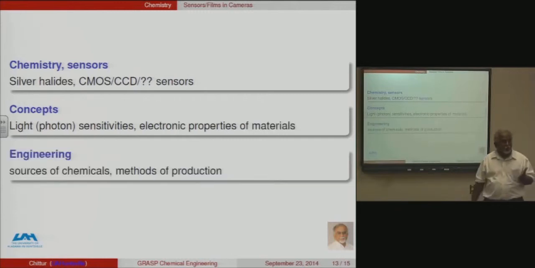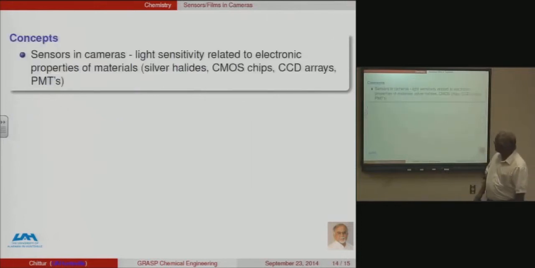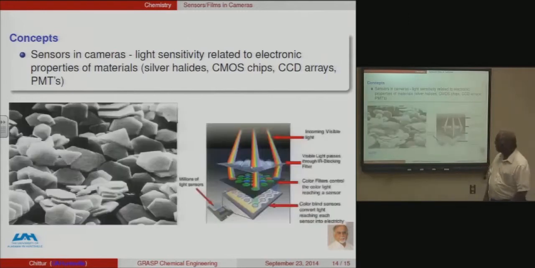And in the engineering portion of it, you're going to ask, how does an engineer use these light-sensitive materials? How does an engineer make them? What are some of the things an engineer has to do in order to make these materials for use in cameras and sensors and so forth? So we'll talk a little bit about CMOS, complementary metal oxide semiconductors, CCD arrays, PMTs, and so forth. And then there are some good images of these things.